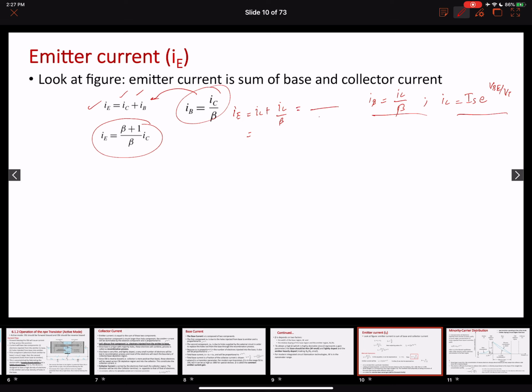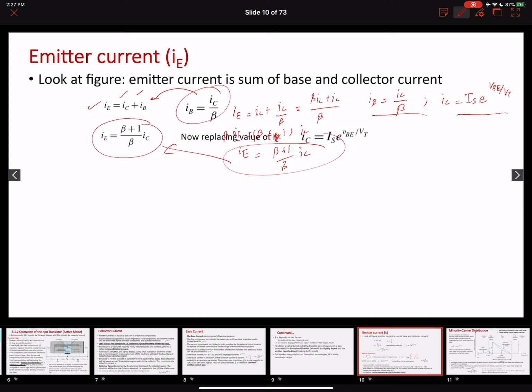So you're going to have beta times IE equals beta IC plus IC, so beta IE equals (beta plus 1) IC, sorry. So IE will be equal to (beta plus 1) over beta times IC. You can easily derive this equation.